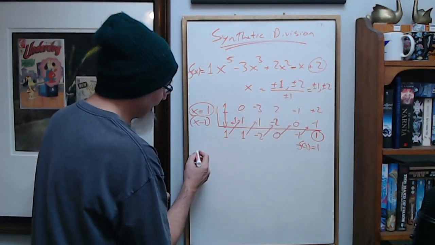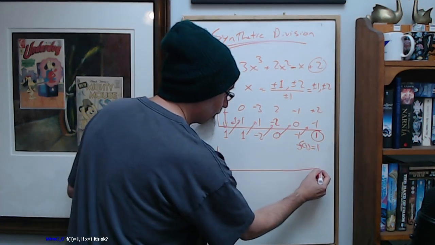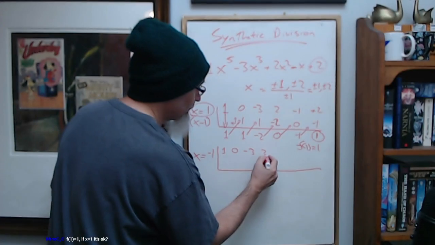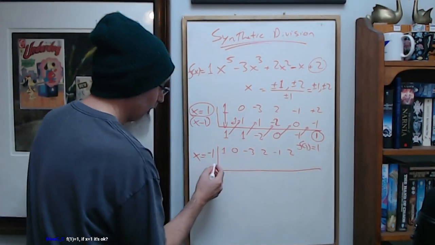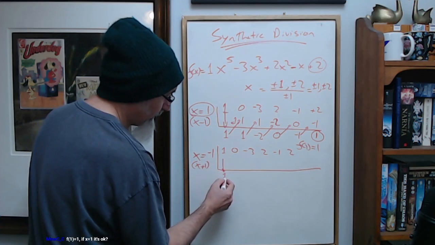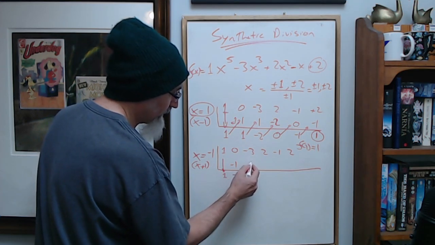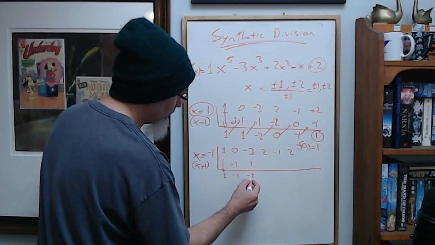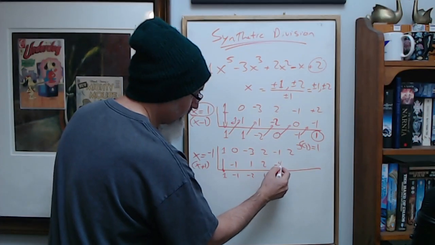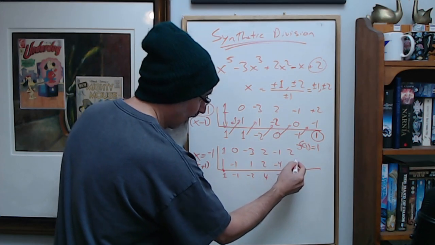Let's try negative 1. X is equal to negative 1, right? So let's punch in these numbers again. 1, 0, negative 3, 2, negative 1, and 2. So this means x plus 1. So bring 1, multiply by negative 1 is negative 1, add them up, you get negative 1, multiply by negative 1 is 1, add them up, you get negative 2, multiply by negative 1 is 2, add them up, you get 4, multiply by negative 1 is negative 4, add them up, you get negative 5, multiply by negative 1 is 5, add them up, you get 7.